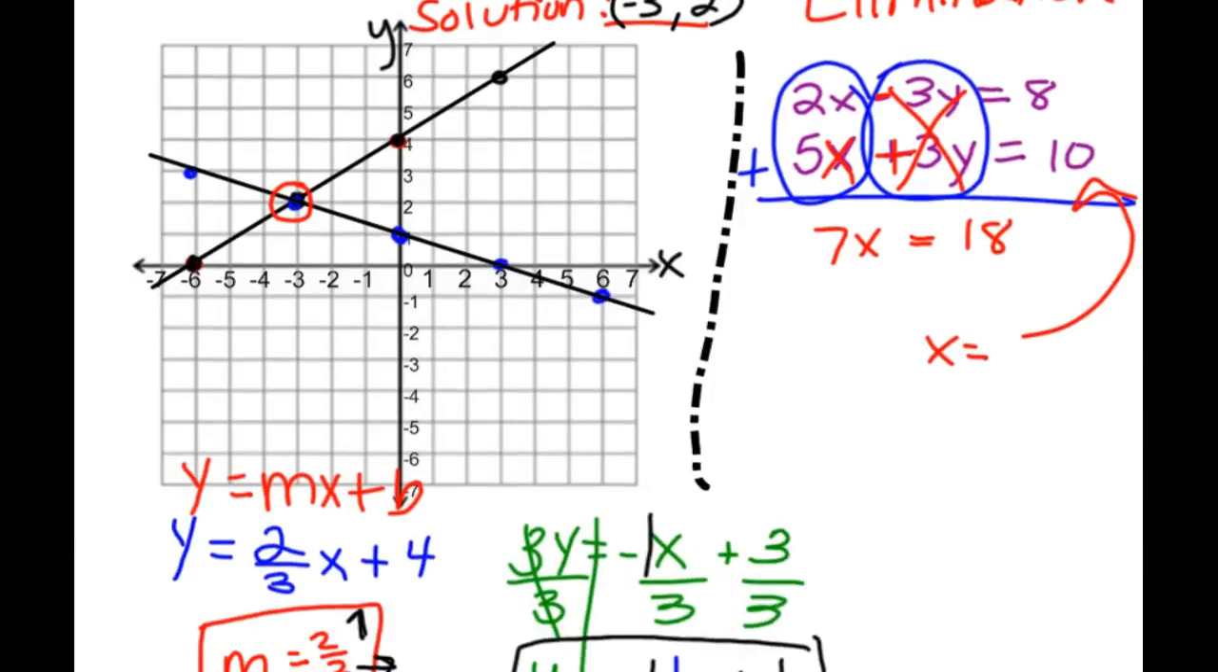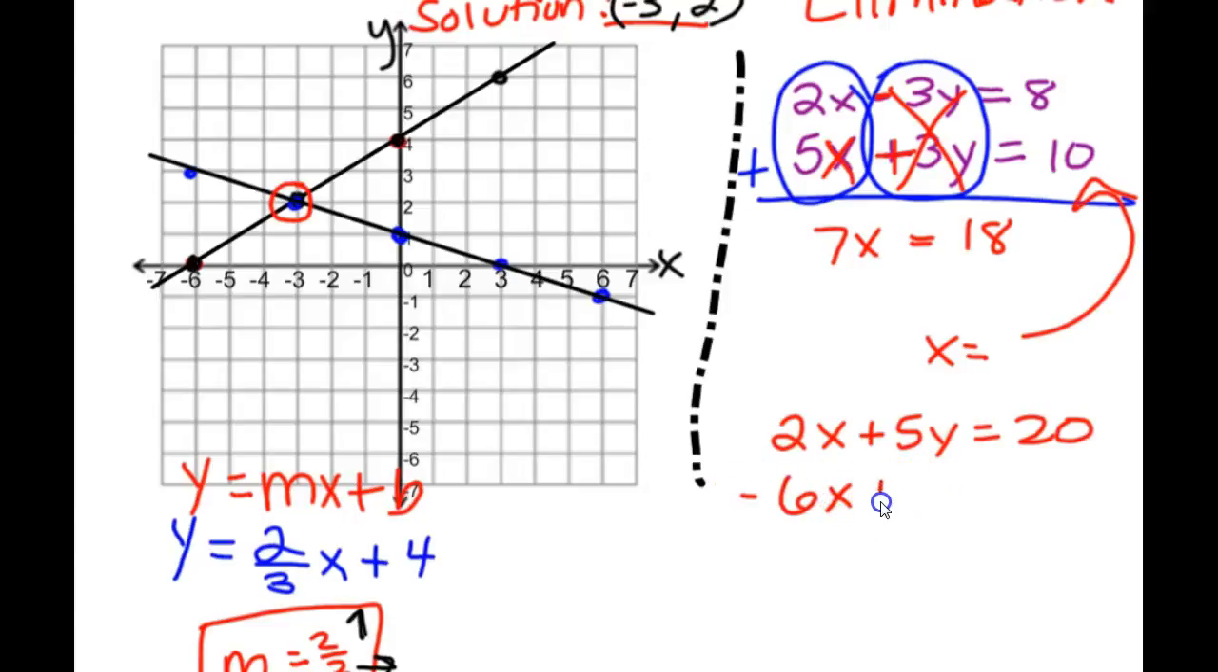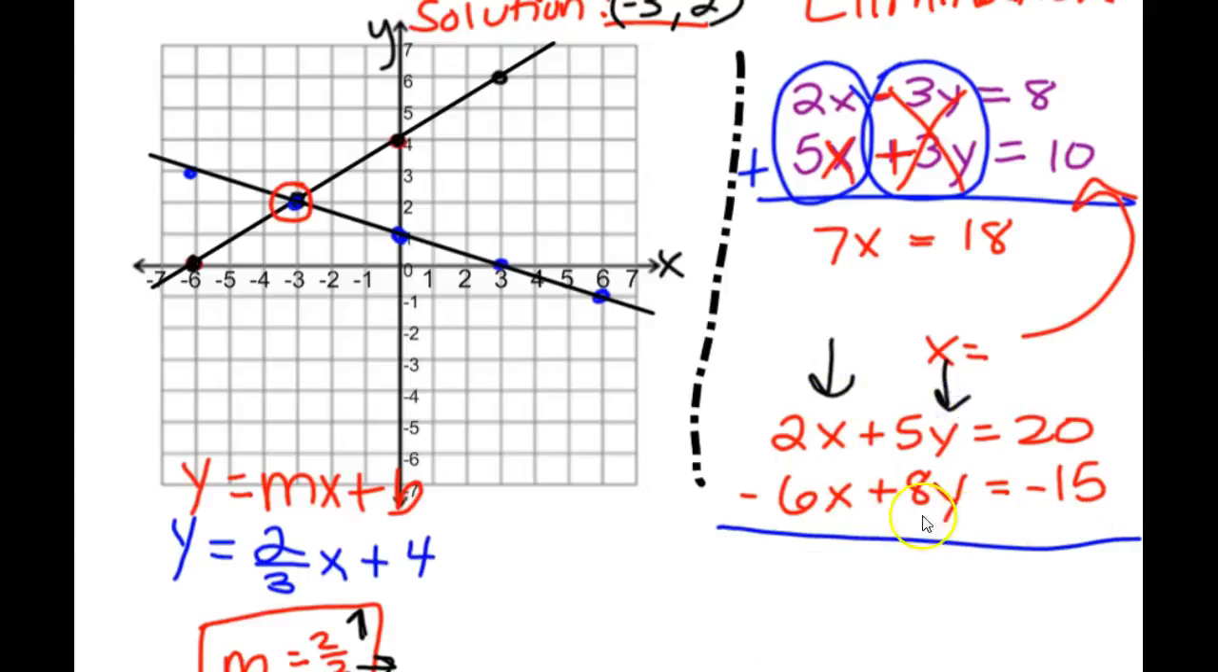Same thing, I'm going to erase part of this for now. Same thing if we had two other equations. What if we had 2x plus 5y equal to 20 and negative 6x plus 8y equal to negative 15? Neither the x's or the y's are the same number, so we would need to multiply one or both of the equations to make the x's or the y's the same number.